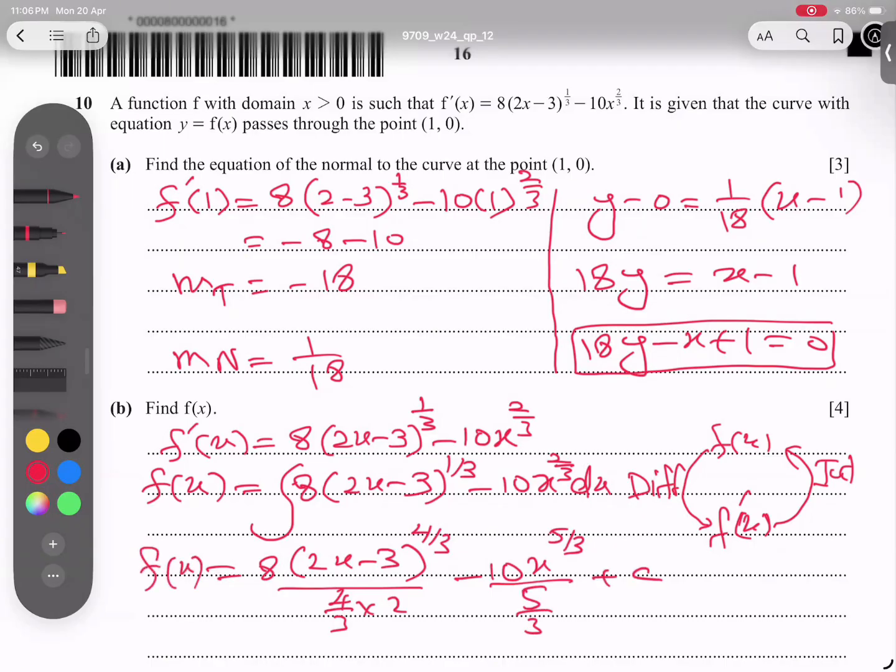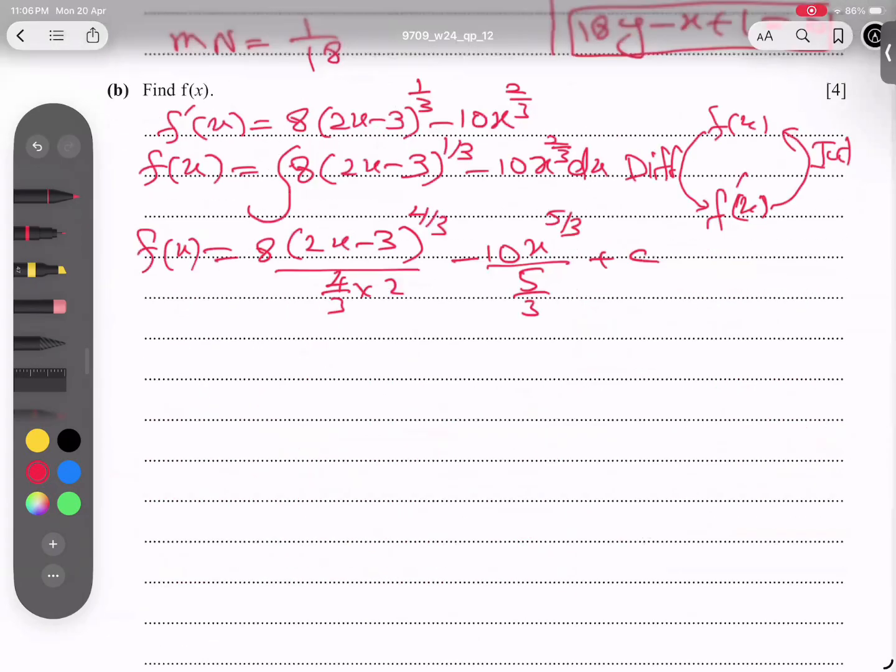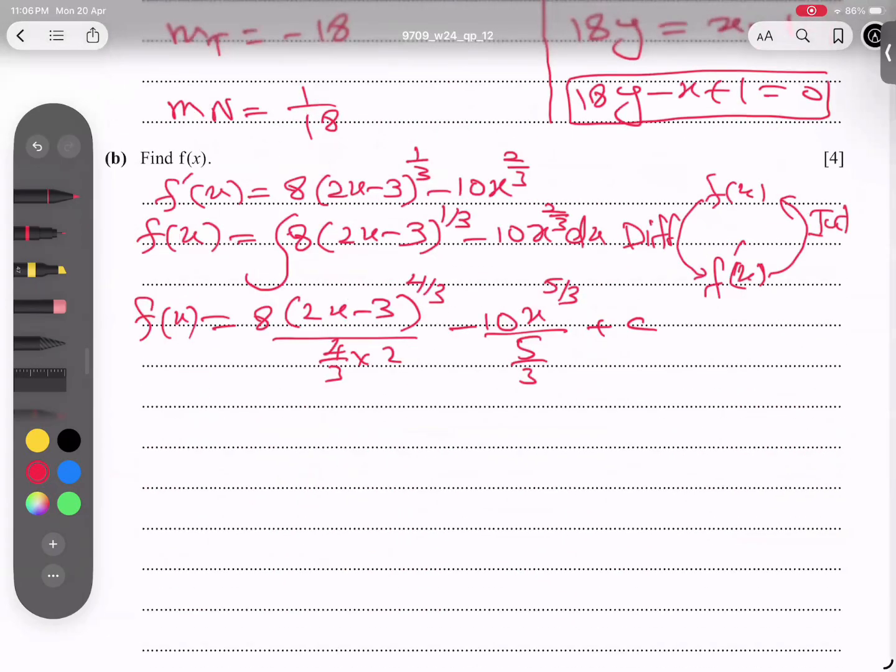Okay, students, now 2 fours are 8 and the 8s cancel, and this 3 will flip up, and we finally get 3 times (2x minus 3) to the power 4 over 3. So this is done. Now what about this? Again it will go up, but 5 twos are 10, so we get 6. So I got 6 x to the power 5 over 3 and plus c.